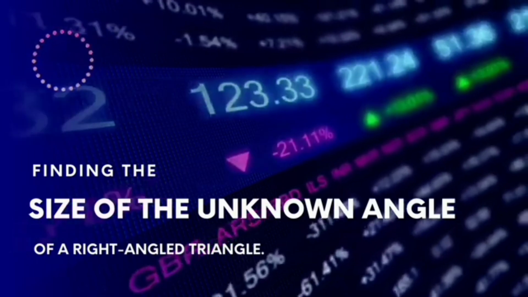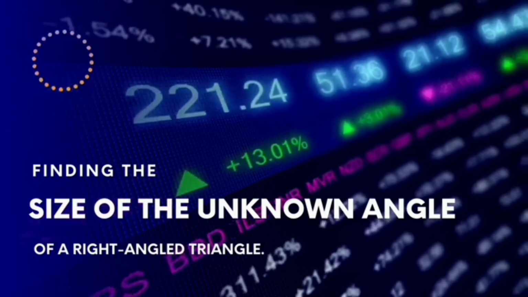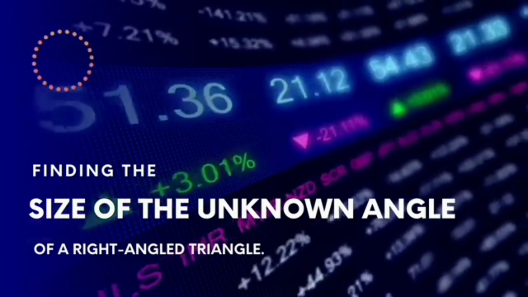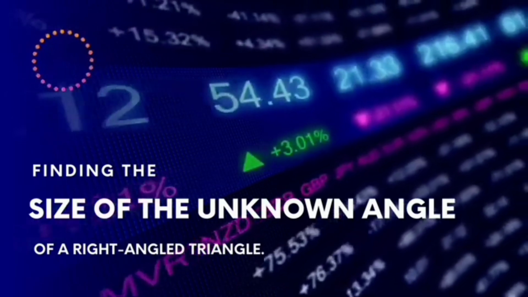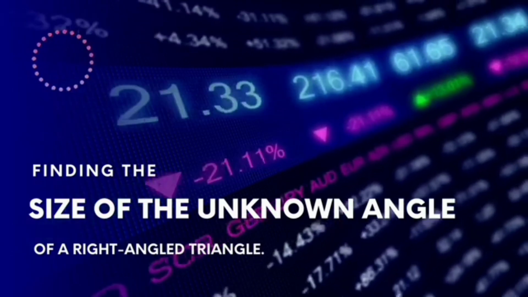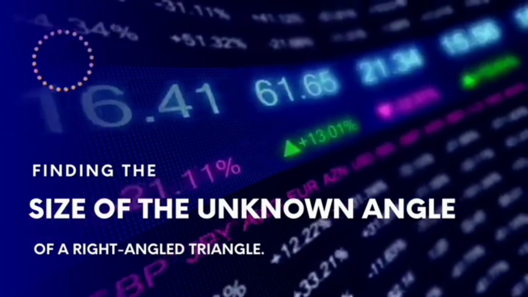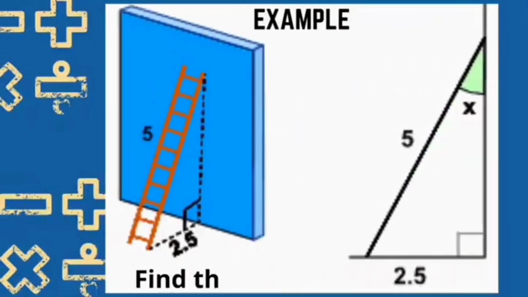Next, let's see some examples on how to find the size of the unknown angle of a right-angled triangle using special angles. In this example, we have a ladder 5 units long leaning against a vertical wall. The distance of the foot of the ladder from the wall is 2.5 units. Let's find the value of X, which is the angle the ladder makes with the wall.